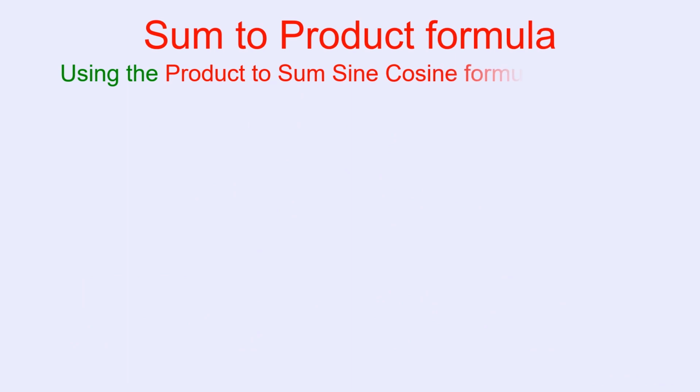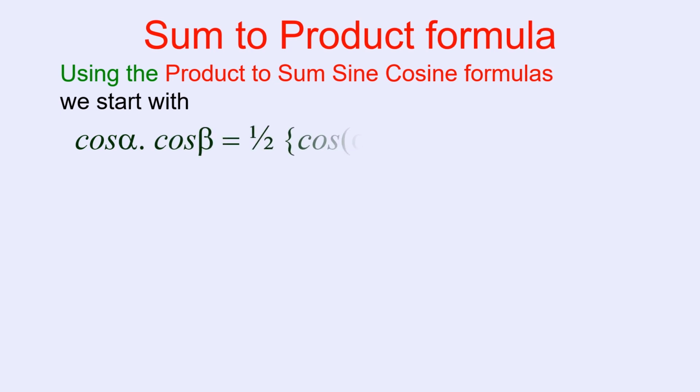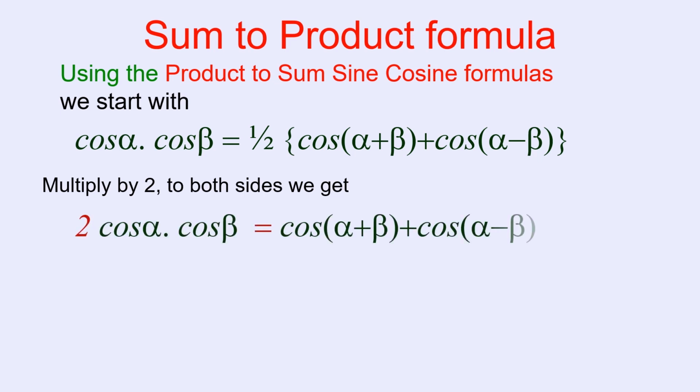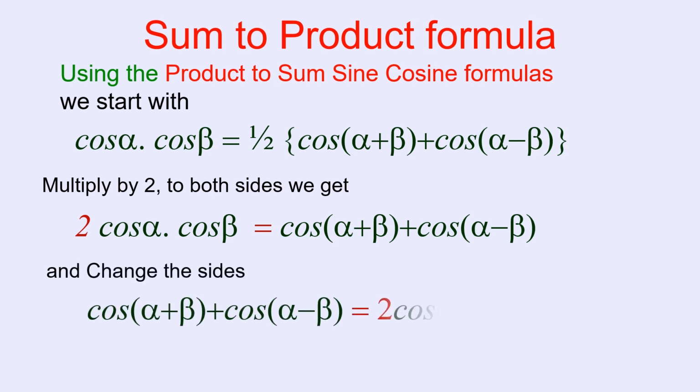Second sum to product formula. Using the product to sum sine cosine formulas, we start with cosine of alpha into cosine of beta equals half times cosine of alpha plus beta plus cosine of alpha minus beta. Multiply by 2 to both sides and change the sides. We get cosine of alpha plus beta plus cosine of alpha minus beta equals 2 times cosine of alpha into cosine of beta.